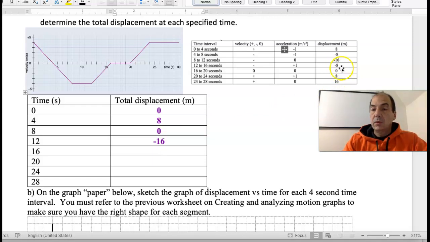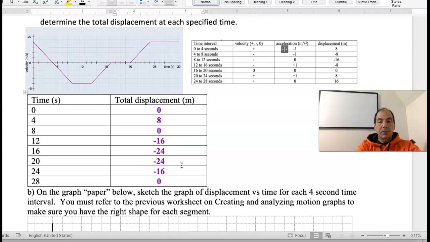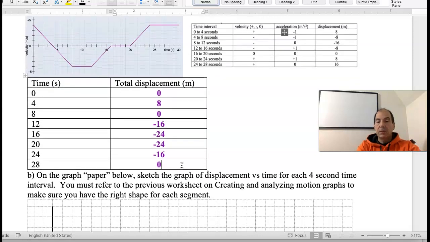In the next segment, we went -8. Well, -8 and -16 is -24. Next segment, we went 0, so we stayed at -24. Next segment, we went +8, so now I'm going back up to -16. And then the last segment, we went 16, so we're going back to 0. So basically, this is one big trip back home with a little bathroom break in between, maybe, or whatever. But in any event, that's what the displacement is.